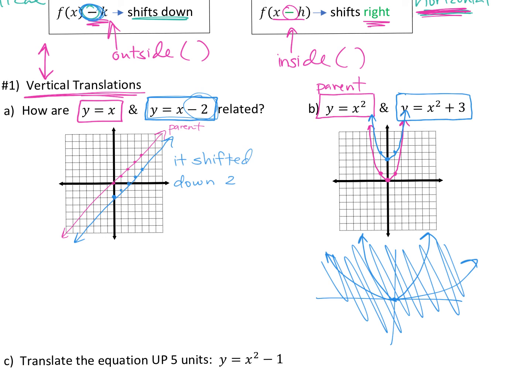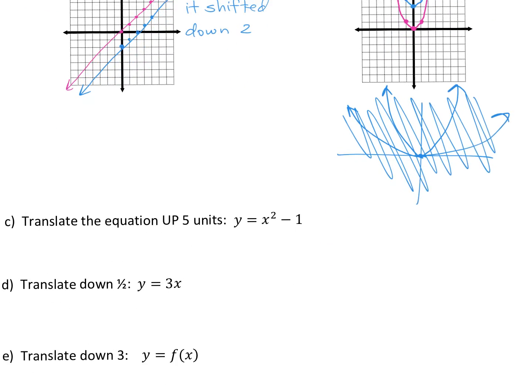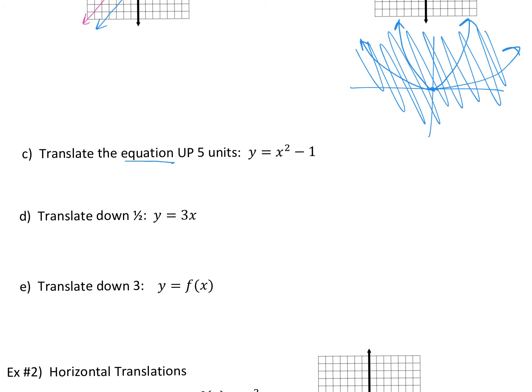Okay, so still in the vertical transformation realm here. What happens if we want to translate our equation up 5 units and it started as this? What are you going to do? You're going to add 5 to that equation. So it's just going to be plus 5 here, but you can simplify that. So what's your new equation going to be? y equals x squared plus 4. Yeah, x squared plus 4 would be a translation of 5 units up from this starting point. Okay, so negative 1 plus 5 is 4, so x squared plus 4.